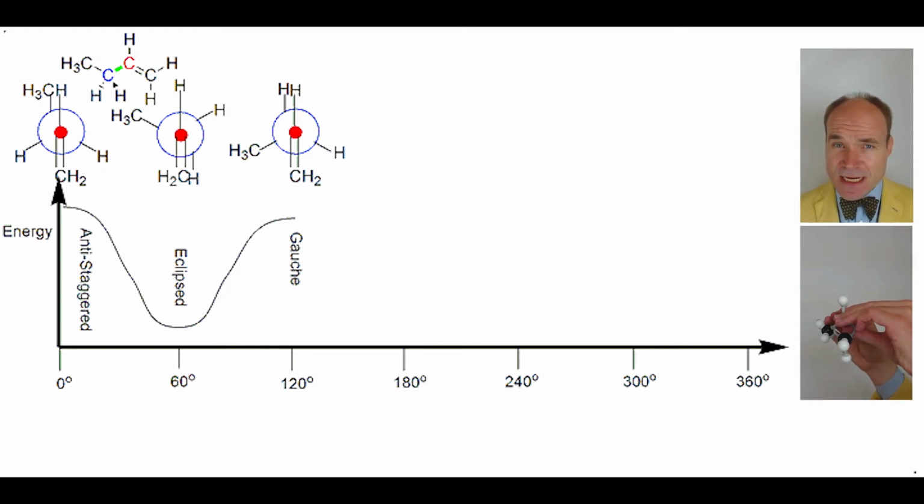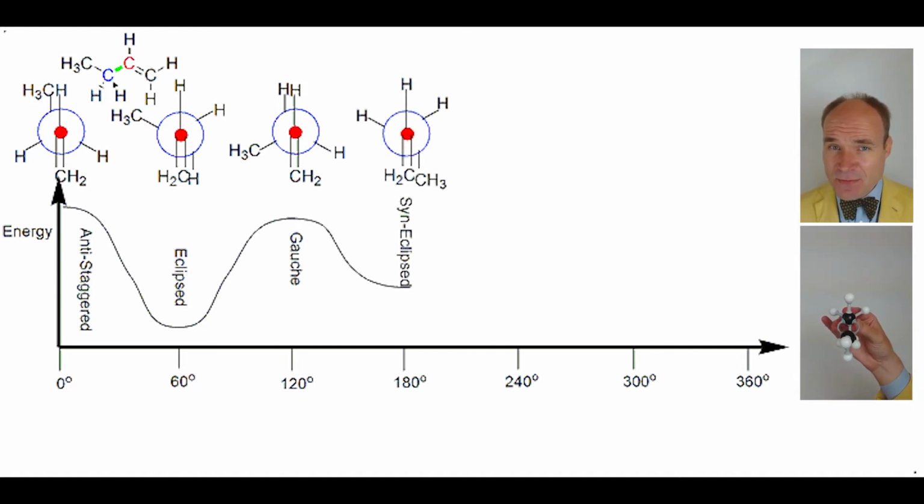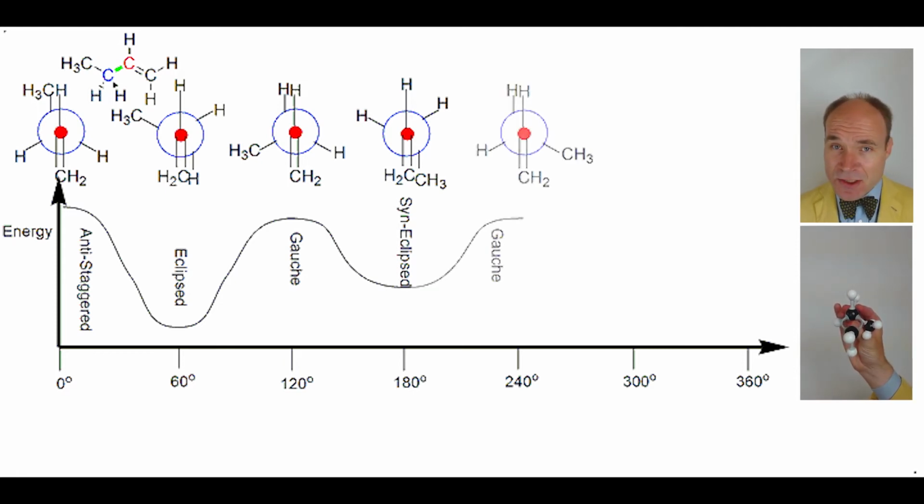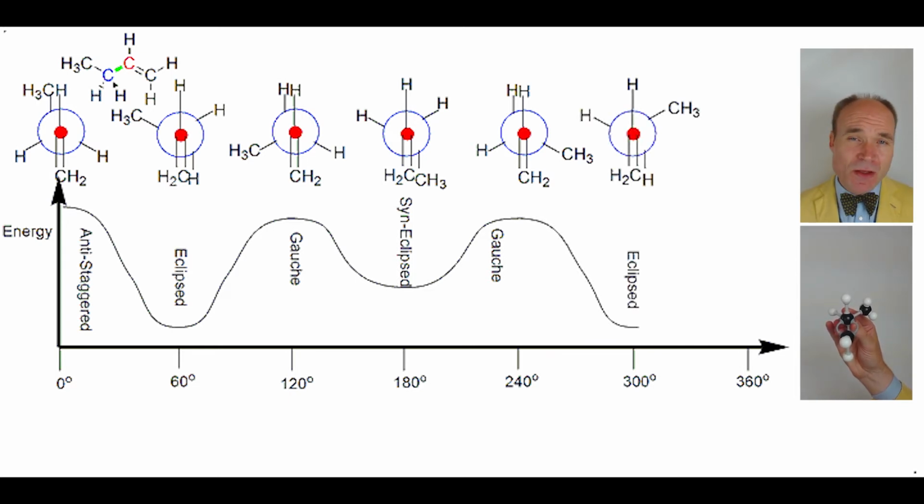Another 60-degree rotation sees another drop in energy to the syn eclipsed conformation with a dihedral angle of 180 degrees. From here, another 60-degree rotation increases energy to yet another gauche conformation of 240 degrees dihedral angle. Another 60-degree rotation lowers the energy to another eclipsed conformation with 300 degrees dihedral angle.